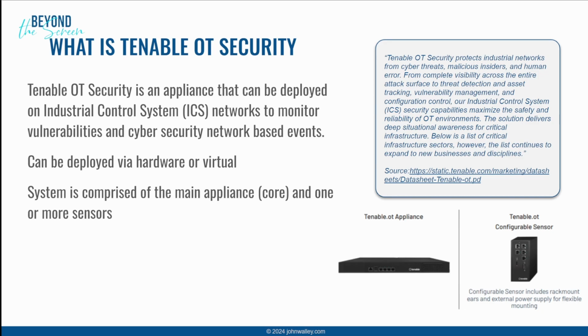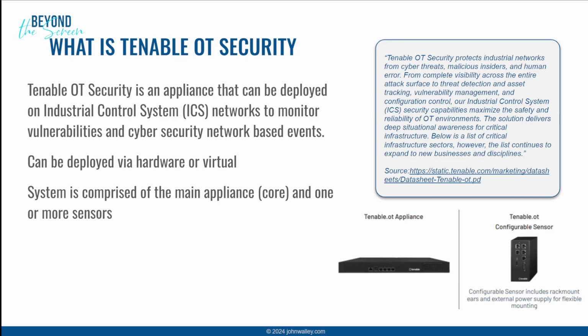There's two main devices here. You have your Tenable OT appliance, which you'll see down in the bottom left of our screen, and you have your Tenable OT configurable sensor. The core appliance is the brains of the operation. It's going to do all that analysis I talked about. It's going to get all that data from the sensor. The sensor is going to push that up from the deepest parts of the network into the appliance.